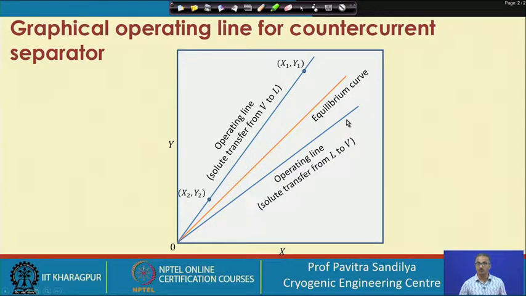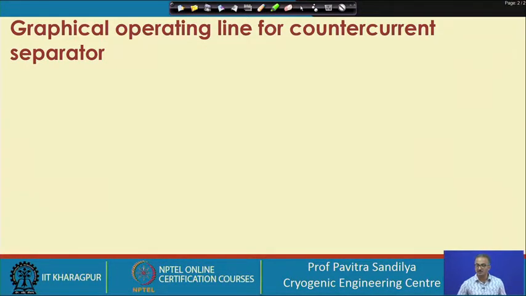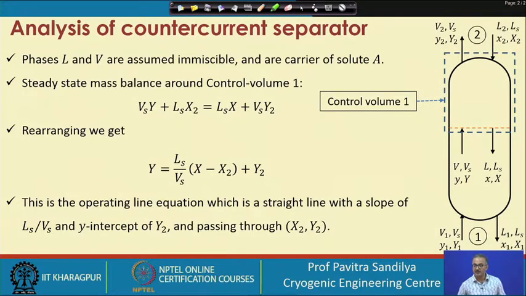and on this operating line also we can locate the points x1, y1 and x2, y2. Now, please understand that when the species is coming from V to L, x1, y1 will always be more than x2, y2. That you can see easily from this particular graph: if the transfer is from V to L, this V phase is getting depleted of the solute, and this L phase is getting the solute.